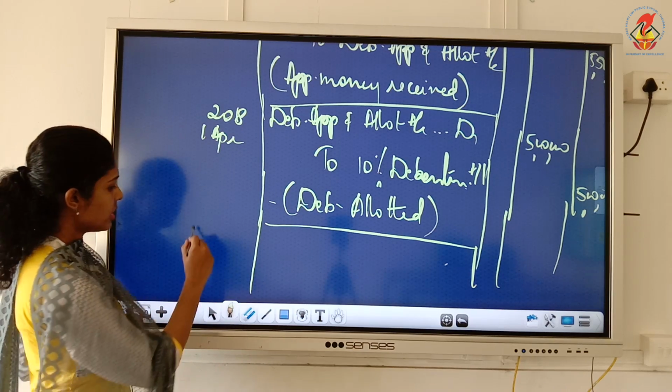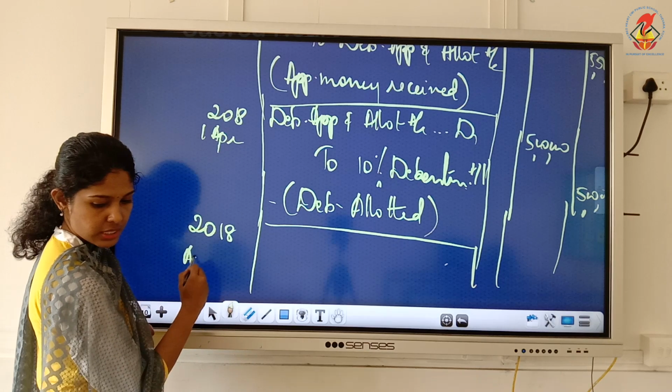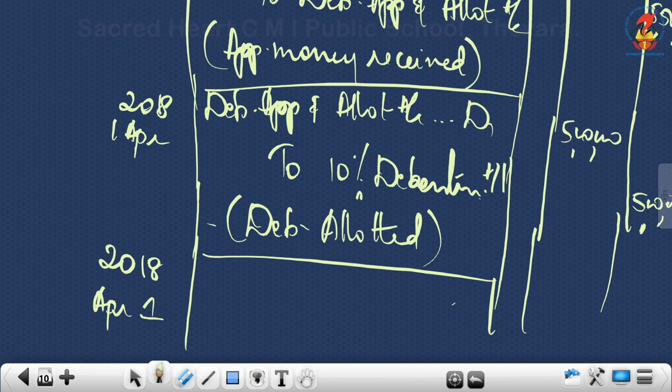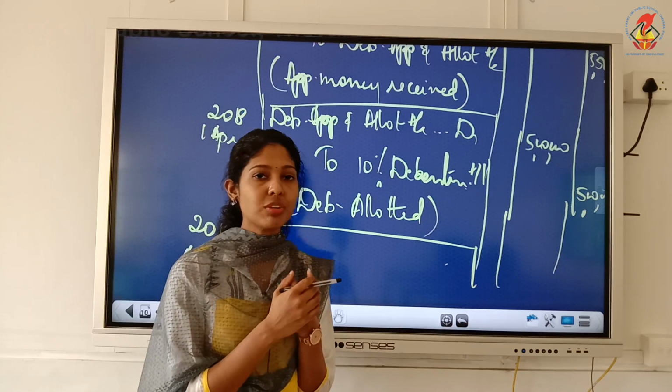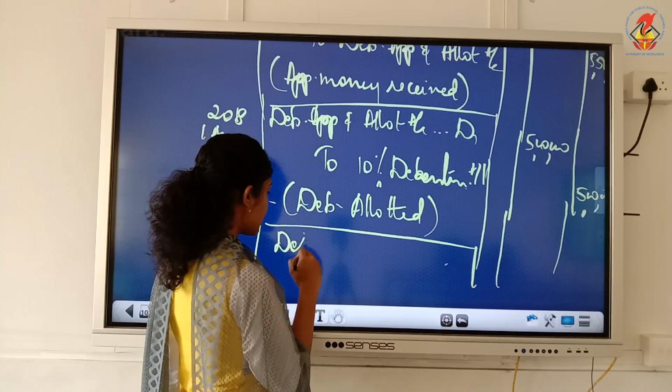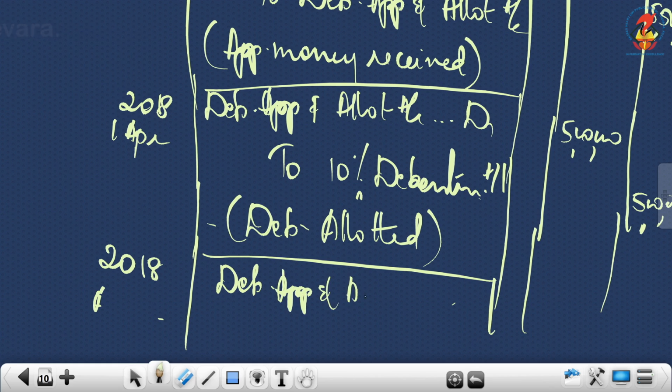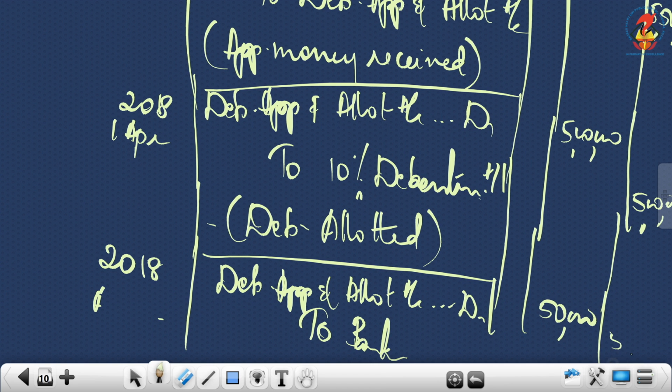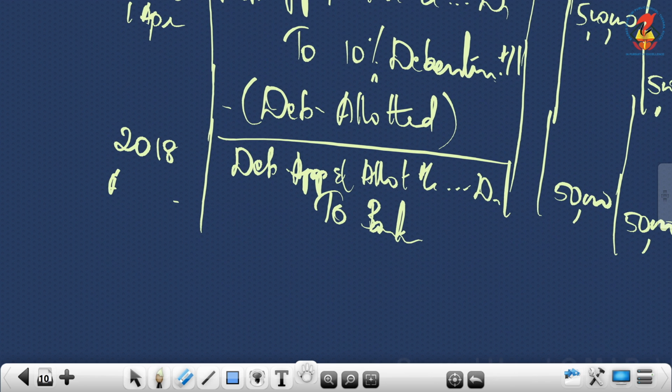Then we will do the refund, that is again on the same day, 2018 April 1st. We will do the journal entry for refund, not redemption. What is the entry? Reverse of the first entry: debenture application and allotment account debtor to bank account, that is 50,000. So the amount we have refunded. Now you can write the narration, amount refunded.